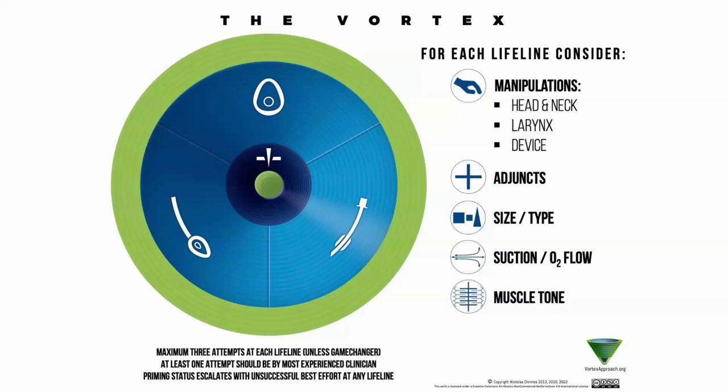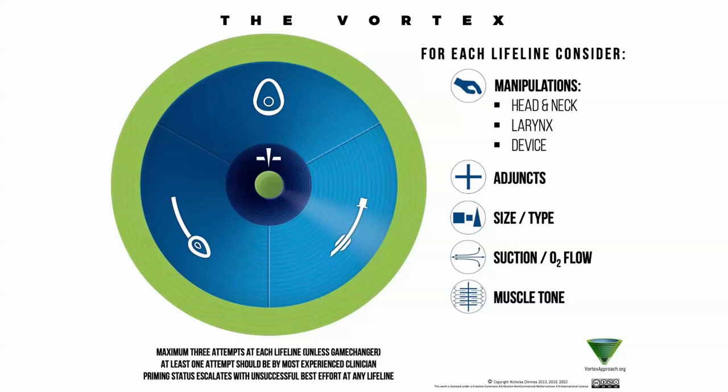And with the Vortex, when you're at this point where you're now trying to salvage this airway, you're going to be circling around in a spiral, going from one to the next to the other, to try and get it. You get a maximum of 3 attempts at any lifeline, unless one of them obviously is some degree of a game changer.